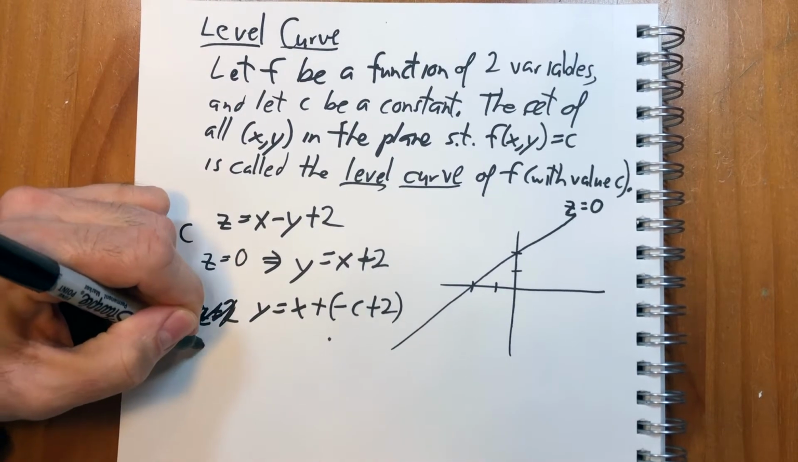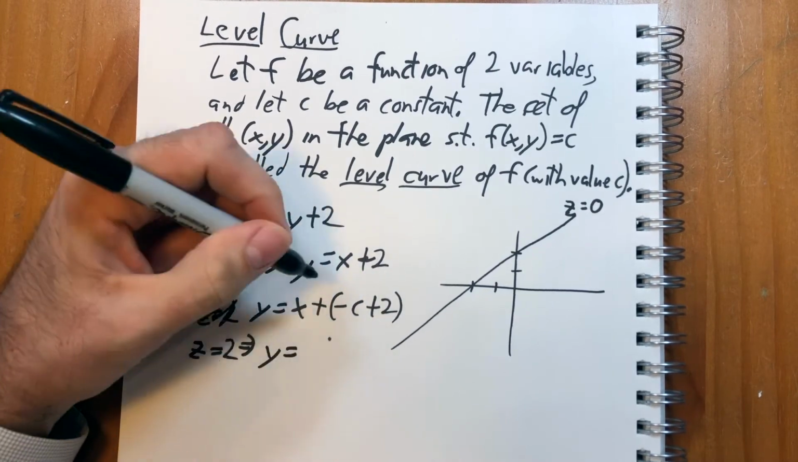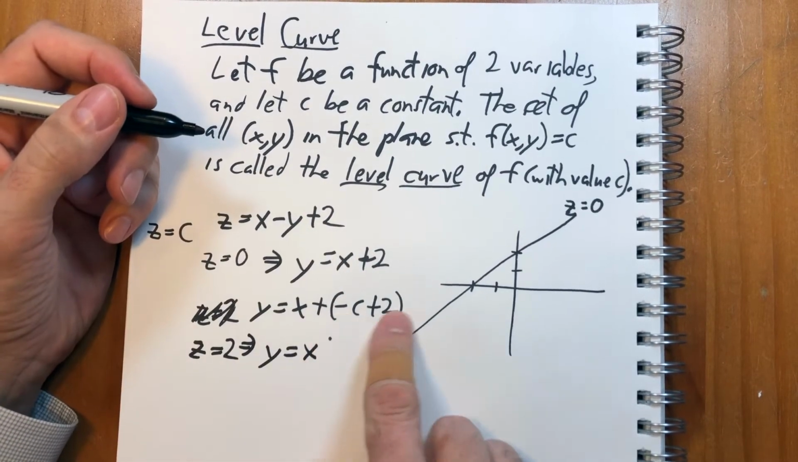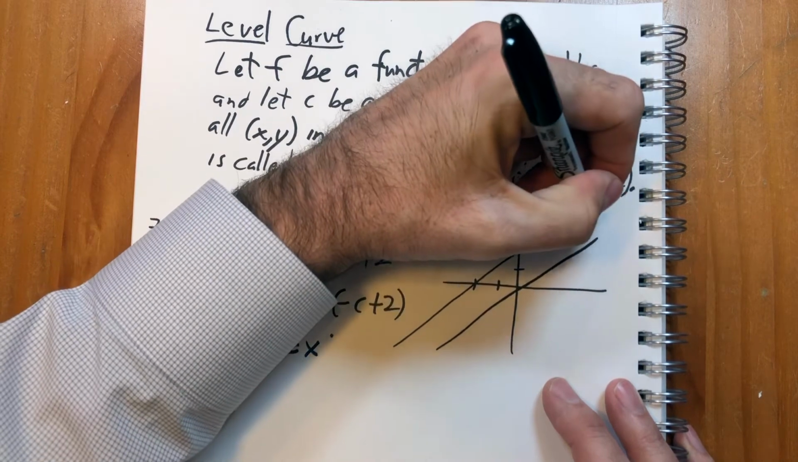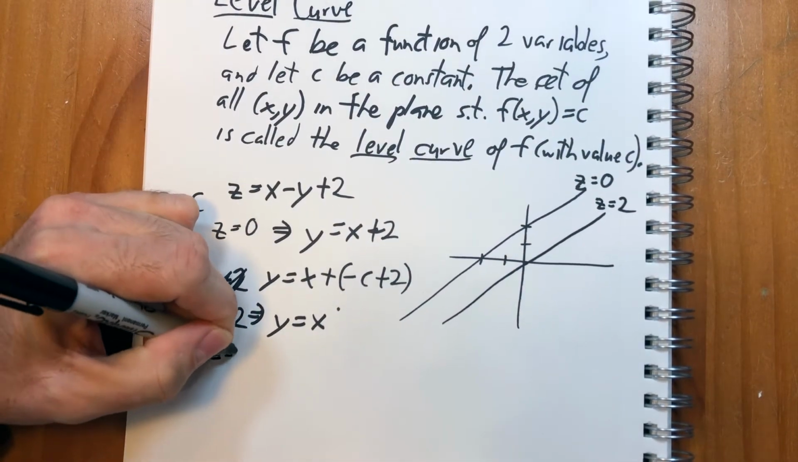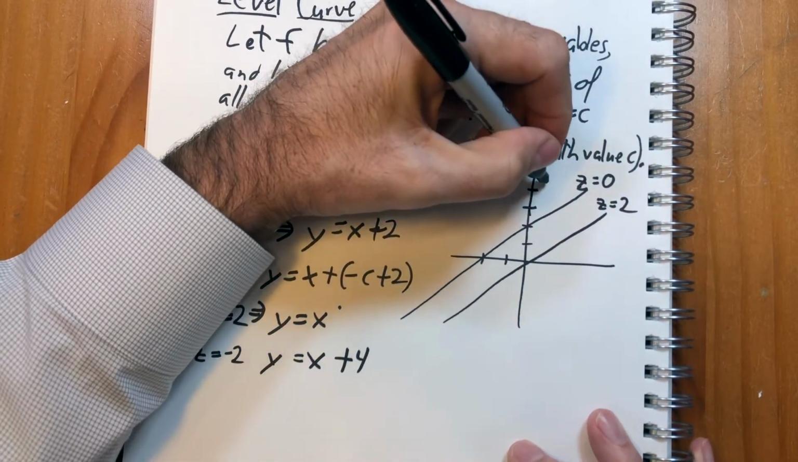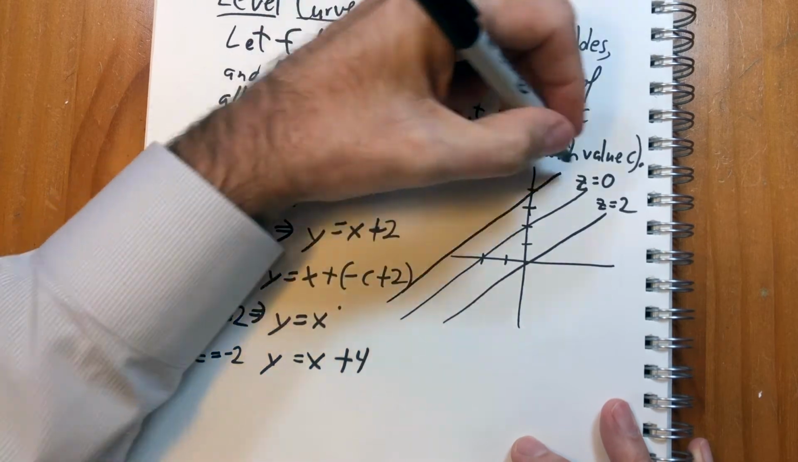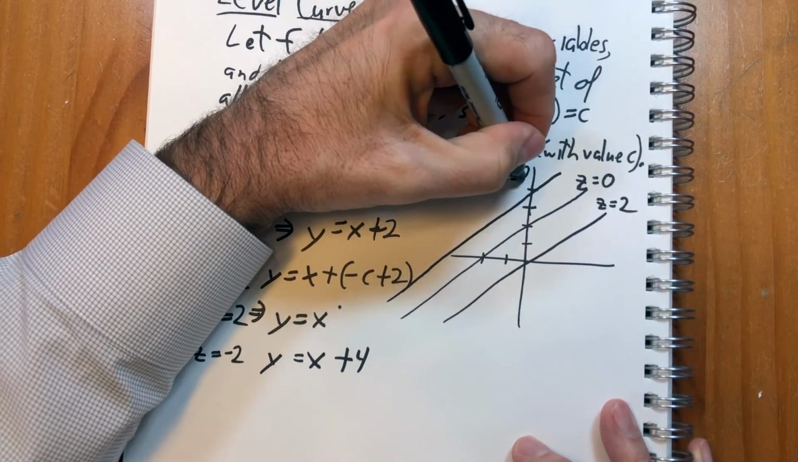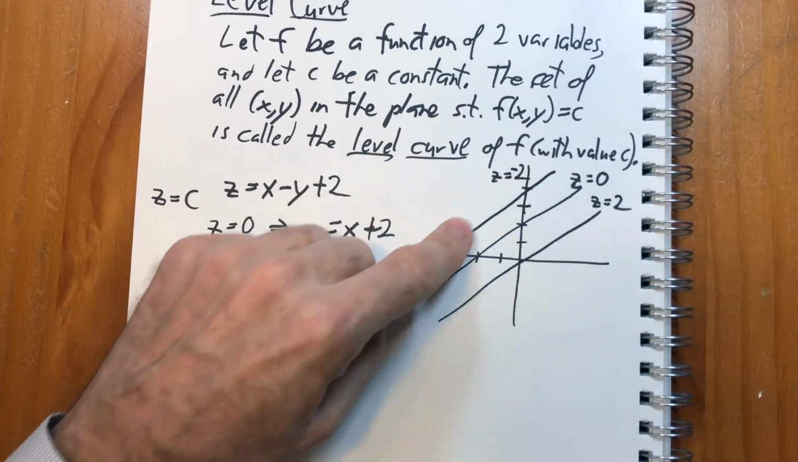If we plug in z equals 2, then we get y equals x, because the 2 and minus 2 cancel. It's just y equals x. So that is just this line, and this is z equals 2. And if we do z equals minus 2, plug that in here, then we get y equals x plus 4. So it's the same slope, but it crosses the y-axis up here. This line is above the xy plane, this one is on the xy plane, and then this one is below.